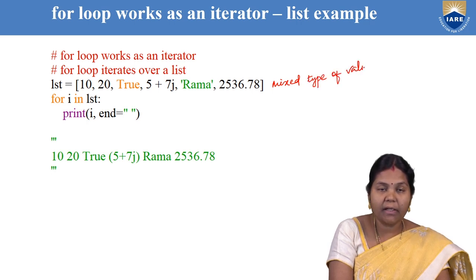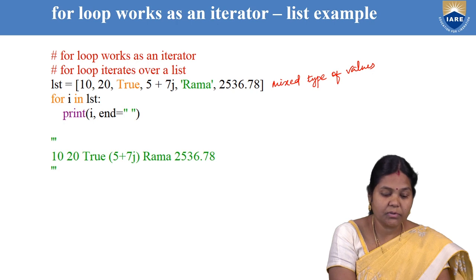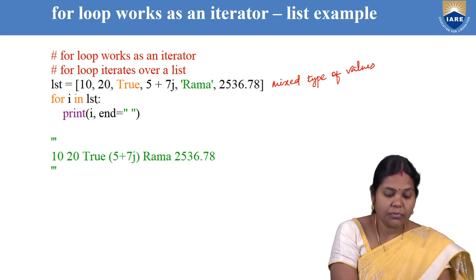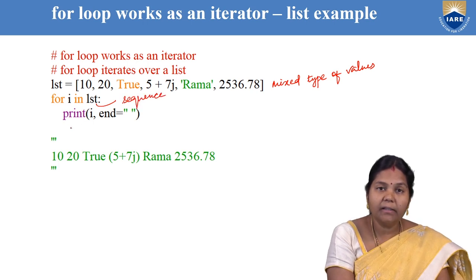Now, I want to iterate the list and display the elements of the list. So you can see a for loop is used: for I in LST. Here this is a list, or this is known as a sequence. So it will iterate till all elements of the list are over.